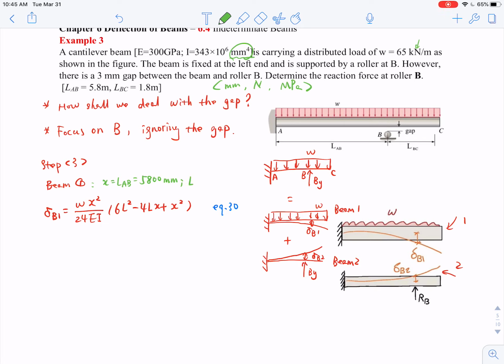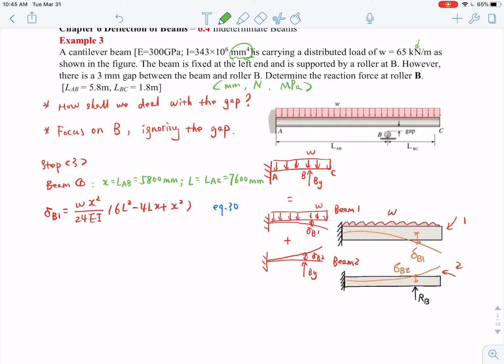Now, what is L? Since the distributed load is applied through the whole beam, so the L should be AC or AB plus BC. Right, this is L AC. Well, that is 5.8 plus 1.8. That is 7.6 meter or 7,600 millimeter.